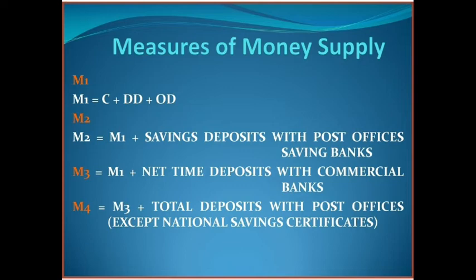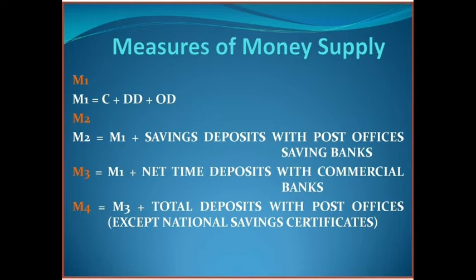M2 is equal to M1 plus savings deposits with the post offices, savings banks and all. So in the second measure it includes savings of people with the post offices along with the M1. The third measure of money supply is M3. M3 is equal to M1 plus net time deposits with the commercial banks.